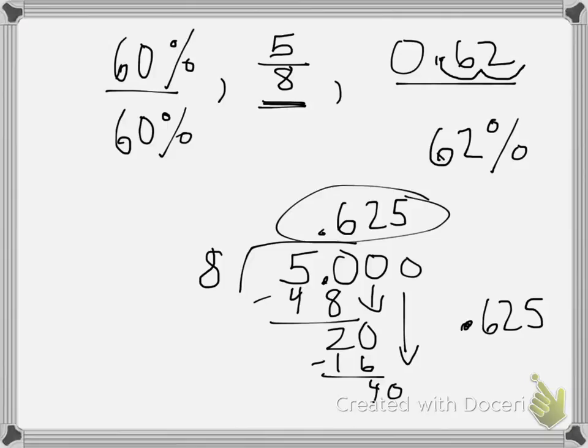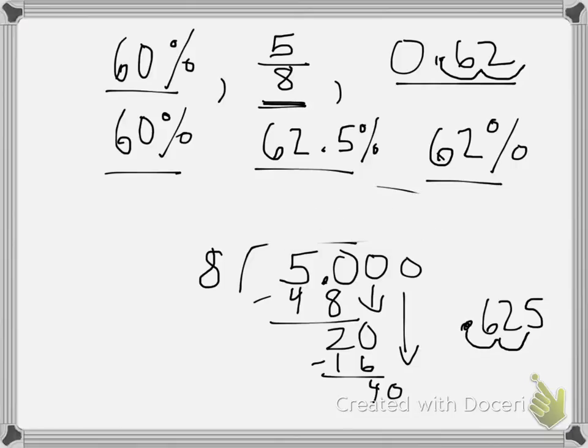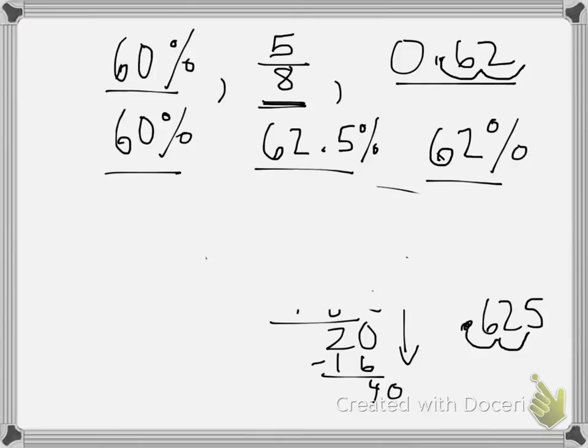And again, I could take that decimal right here. I could move my decimal point 2 places, and then I would have a percent. So this is actually 62.5%. Well, once I'm looking at all percents, 60, 62.5, and 62, then it's a little bit easier for me to put these in order from least to greatest.